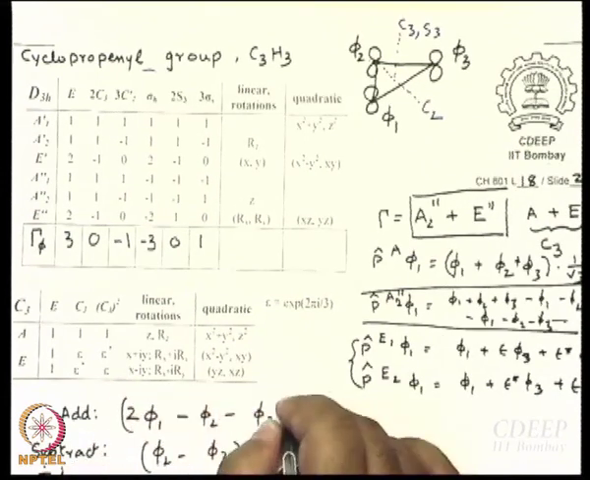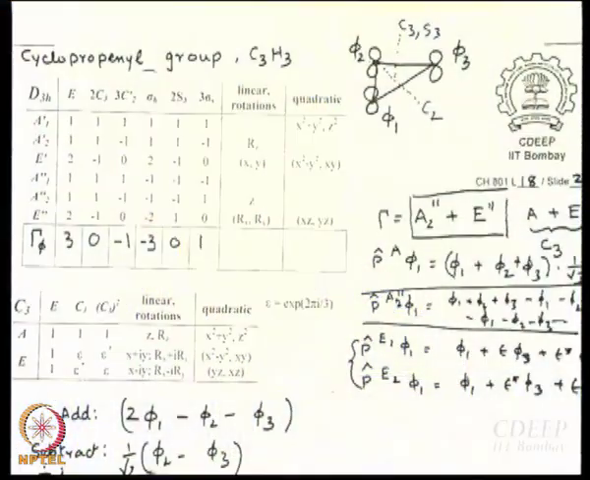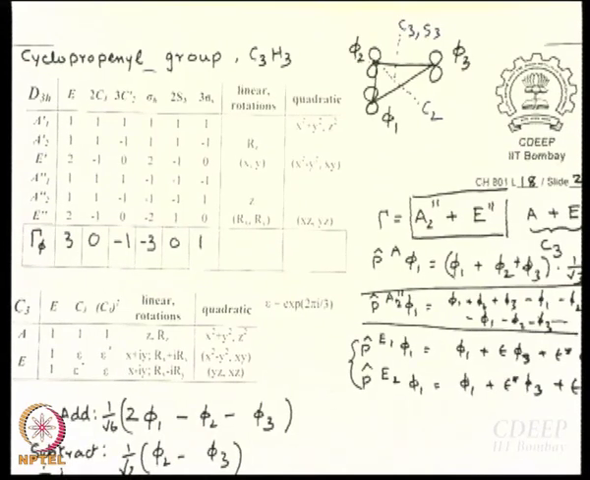Okay, so these are the SALCs. If they are to be molecular orbitals, they should be normalized, right? What is the normalization constant for this, phi 2 minus phi 3? 1 by root 2. What is the normalization constant for the first one? 1 by root 6. Don't forget the 2 in the beginning.